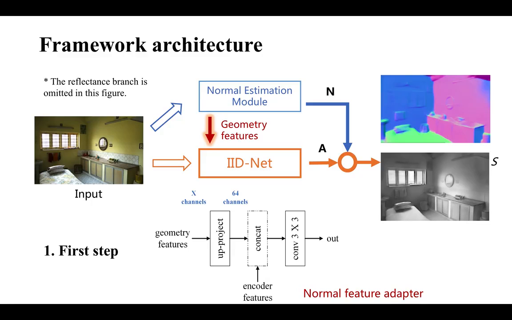The normal feature adapter is designed like this. It extracts and encodes useful features by an up-projection block, and then it uses concatenate and convolutional layers to fuse features.